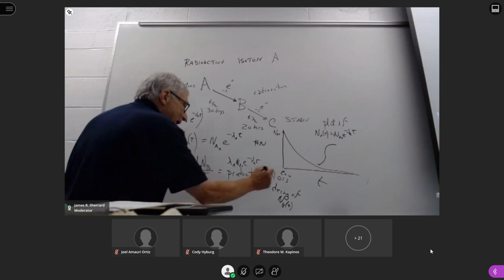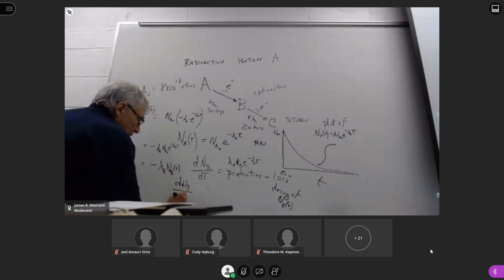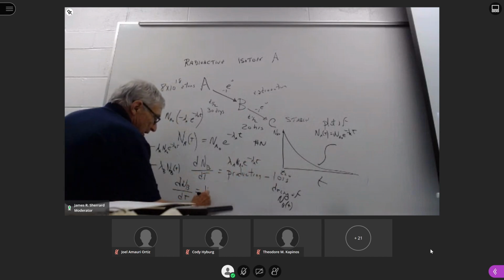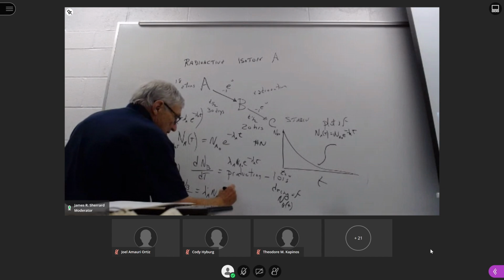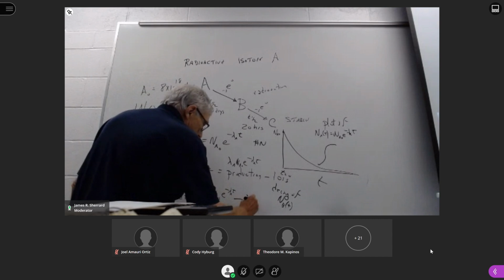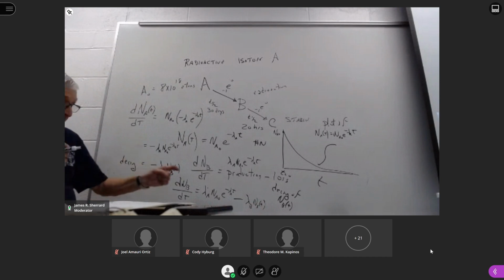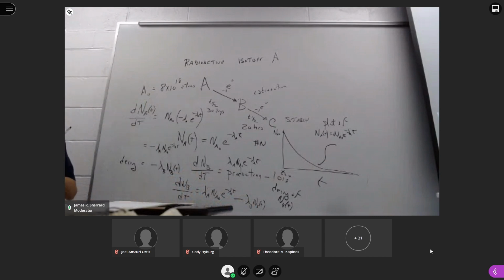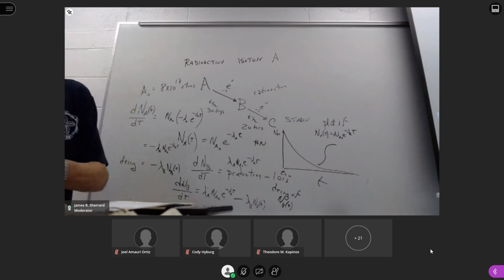So we could then substitute that back into this loss. We have the rate of change of B with respect to time, which we know is production minus loss. We then substitute in what that is. That is lambda A NA0 e to the minus lambda AT minus lambda B NB of T. So we have one equation, two unknowns, NB and T. We can solve that equation, and hopefully you could do this from your algebra.